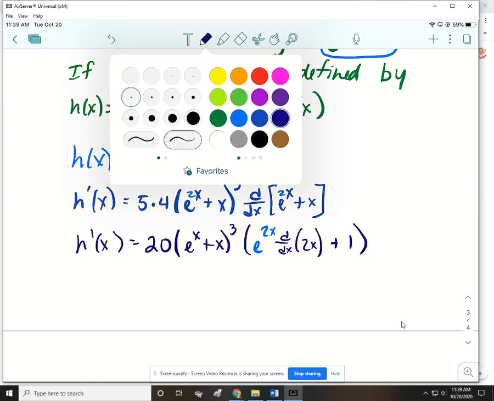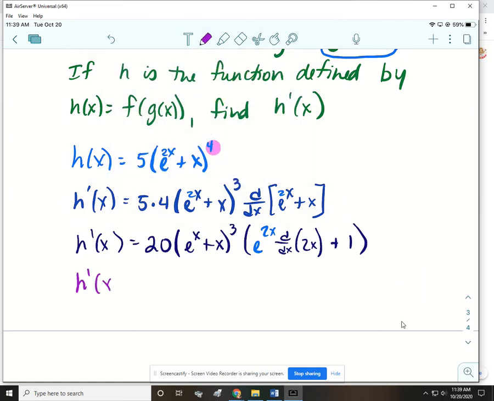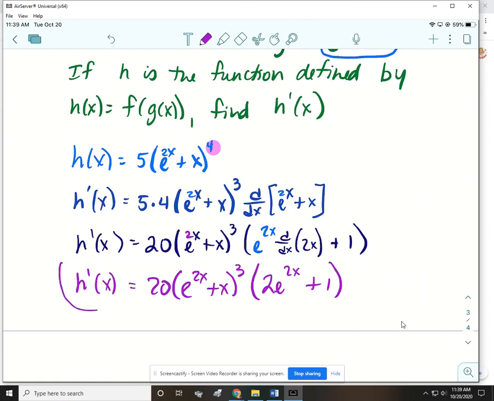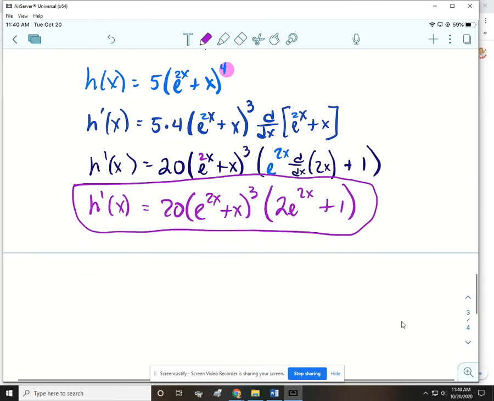All right, we're getting close. So then h prime of x is going to be 20 times e to the 2x plus x, all to the third. All right, and then the derivative of 2x is just 2, so we're going to multiply that by the e, and then plus 1. That should be it. So that was a major chain rule problem. There's lots of stuff going on there. All right, your assignment today is going to be the circuit training worksheet.